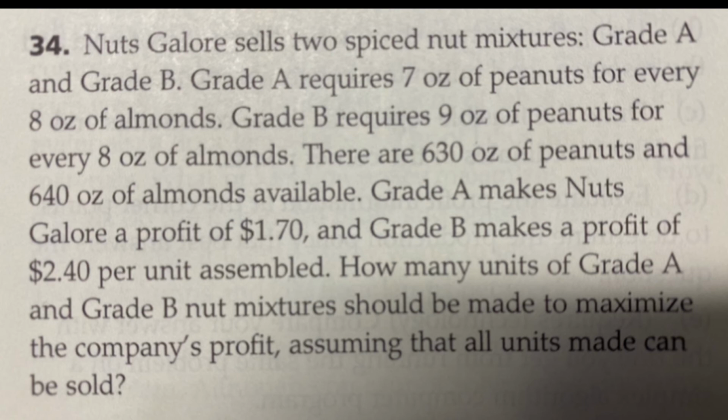Grade A makes Nuts Galore a profit of $1.70 and grade B makes a profit of $2.40 per unit assembled. How many units of grade A and grade B nut mixtures should be made to maximize the company's profit, assuming that all units can be sold?